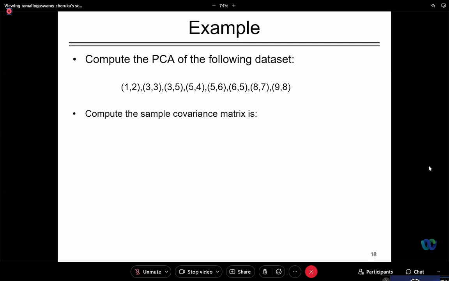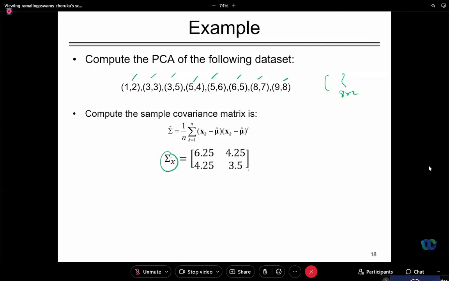So let's see, there are eight data points: 1, 2, 3, 4, 5, 6, 7, and 8. Two dimensions means 8 rows, 8 by 2. You have 8 rows and 2 columns, right? Now you will find the covariance matrix. After finding it, the dimension is 2 by 2, because there are two features. Now the covariance matrix is this. Then you solve the determinant of sigma x minus lambda I equal to 0, and you will get the eigenvalues lambda 1 and lambda 2.